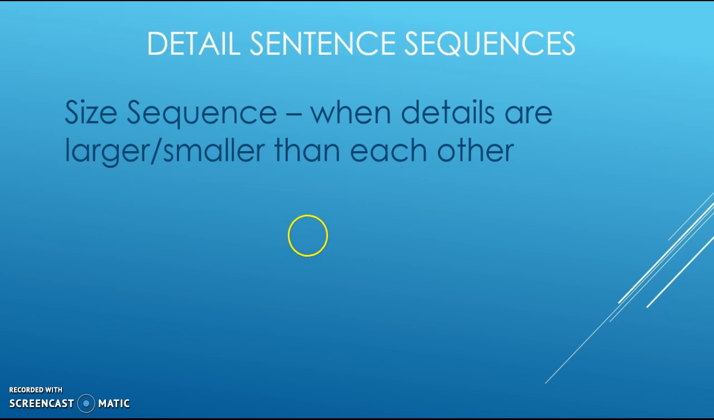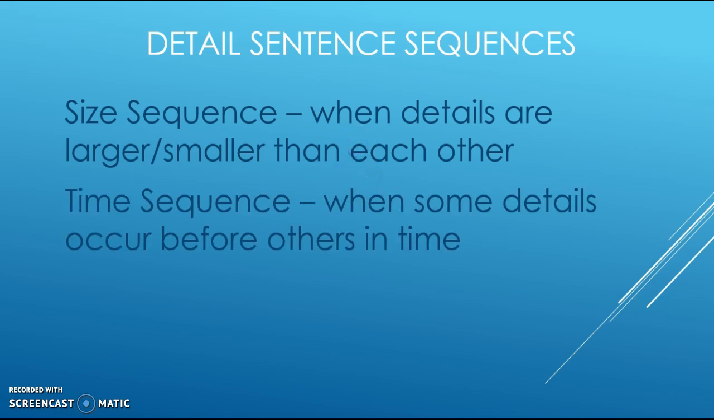For example, when I write about the animals in my backyard, the animals are all different sizes. I can write about the smallest one first, then about the medium-sized animal, and finally about the largest. Or I can write about the largest and then the medium-sized animal and finally the smallest. It's up to the writer. So in size sequence, make sure that you use that when the details to be covered in your paragraph are objects that can be related to each other by size.